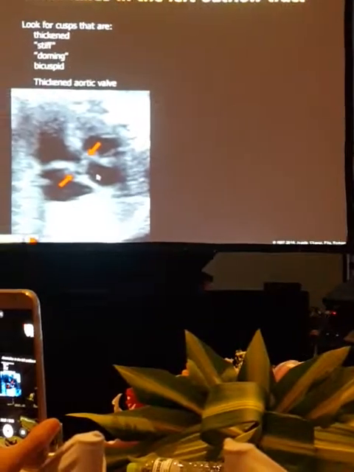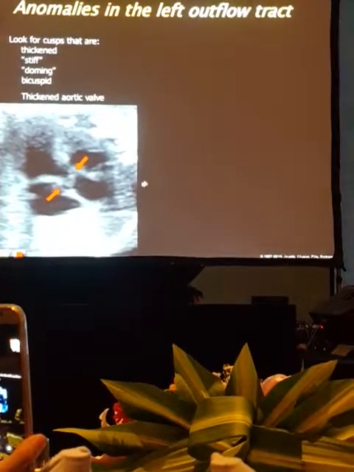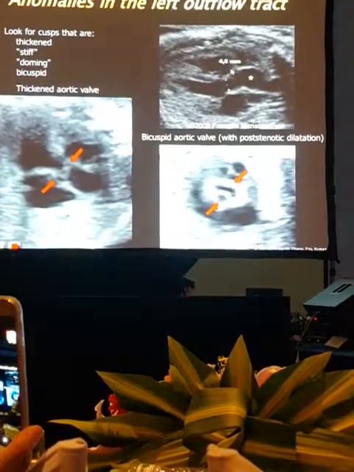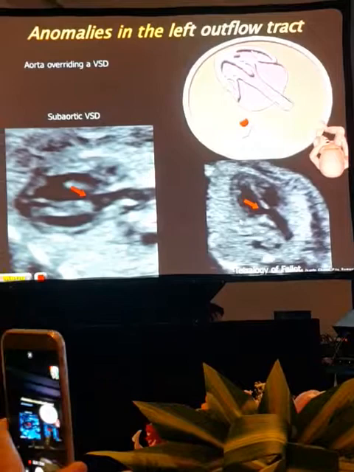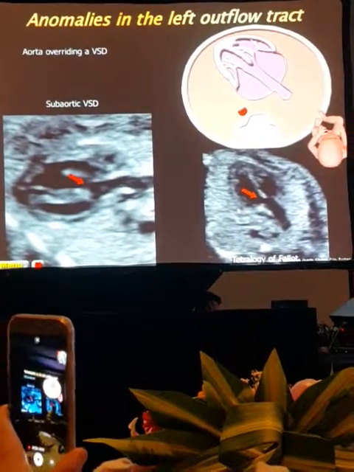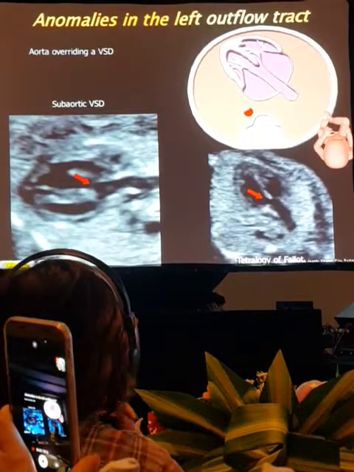Every color. You'll see aliasing because of the high velocity jet. Here we have another example with a bicuspid aortic valve. Very common anatomy. Actually, Leonardo da Vinci was the first one to diagnose that. And the daughter of one of my sonographers has a bicuspid aortic valve.